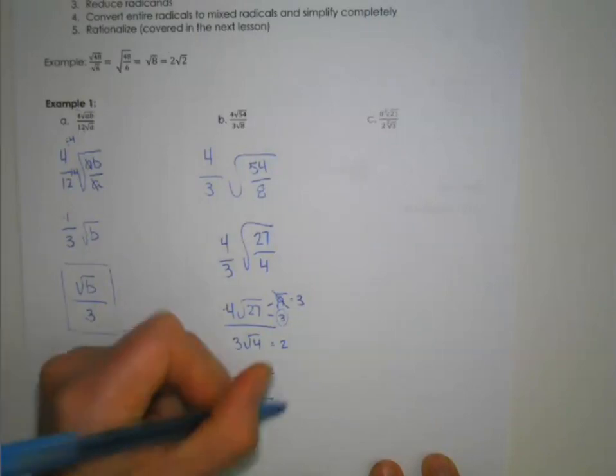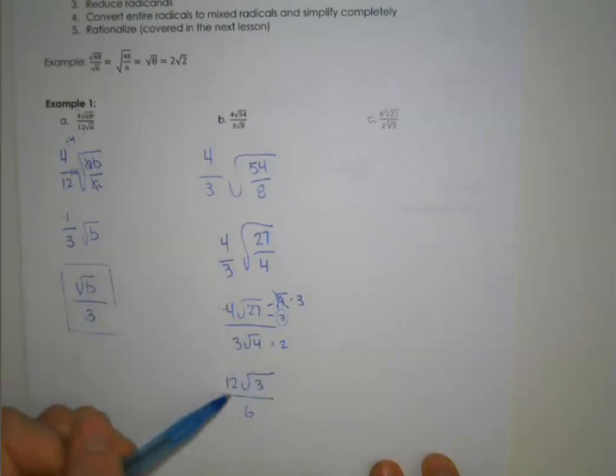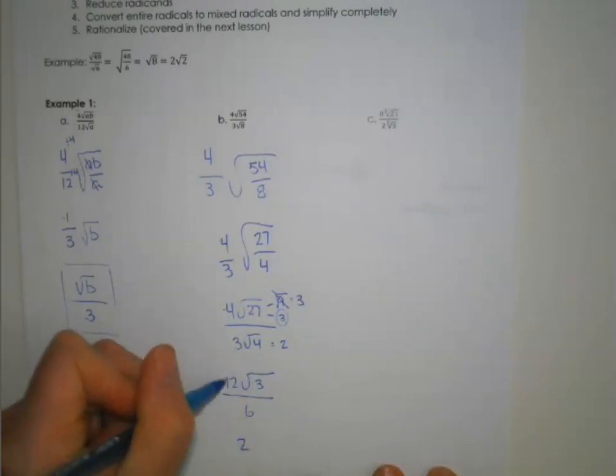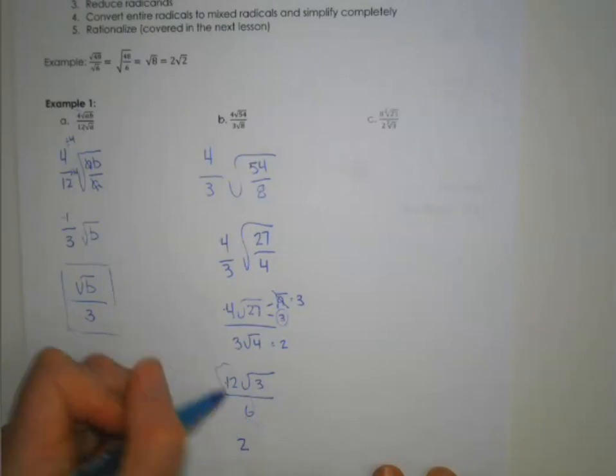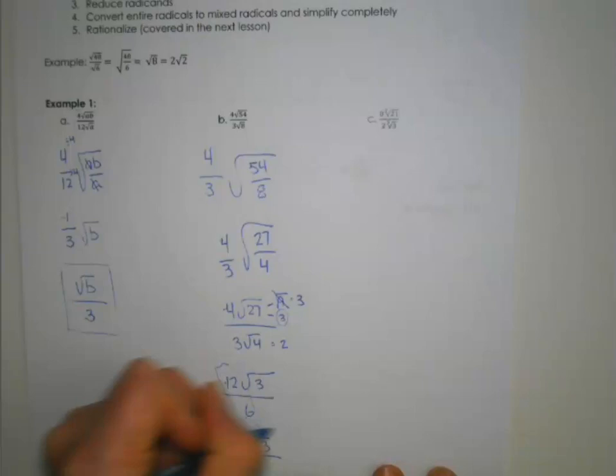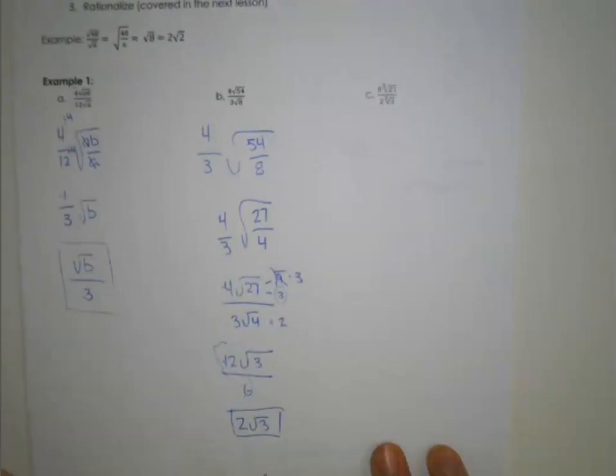Now that we have everything reduced, we want to see if anything can divide into itself. So 12 divided by 6 is 2. So essentially these numbers cancel out, and then we're left with the root 3 still there. So our final answer is 2 root 3.